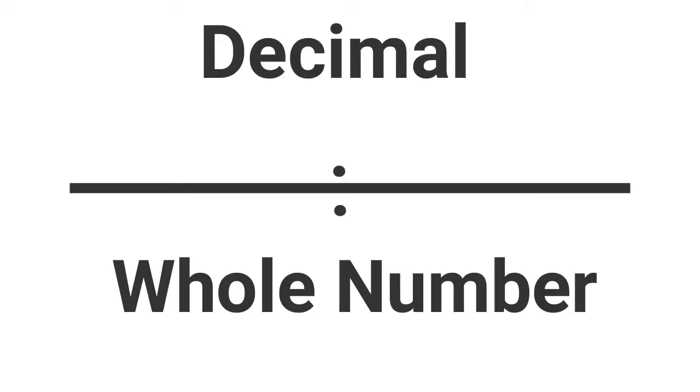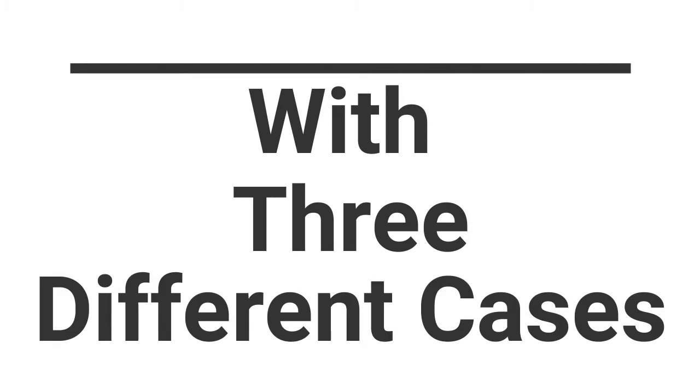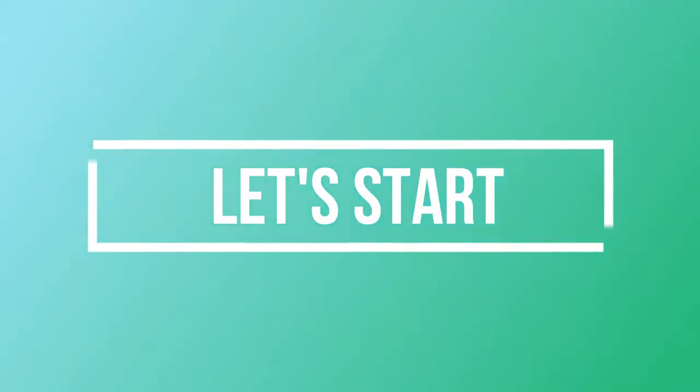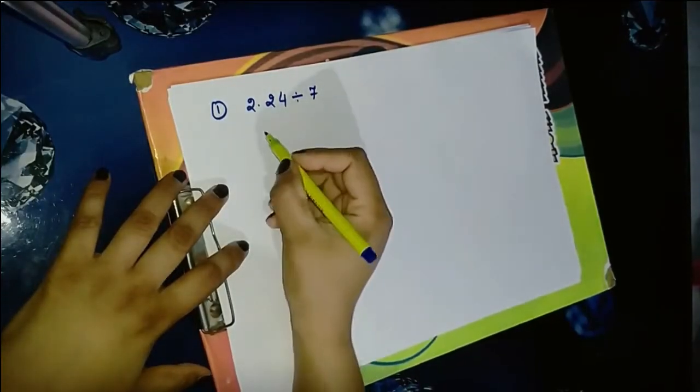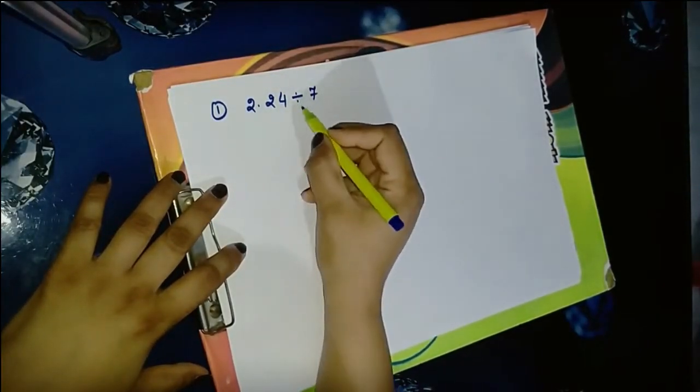Today we will divide a decimal number by a whole number. To understand the concept fully, we are going to take 3 different cases. So watch this video till the end. Let's start. Our first example is 2.24 divided by 7.